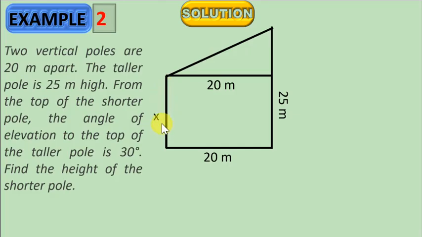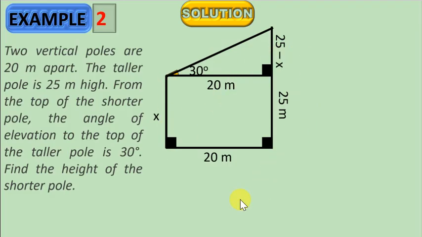The height of the shorter pole is not given, so we have that as X meters. Now, the angle of elevation is given. That's the angle here, and it is 30 degrees. Once again, we know the height of the taller pole, but the height of the shorter pole from the base is not given. It's represented as X. So we can easily find the distance between this level and this level, which gives me 25 minus X. The whole of this length is 25 minus X.